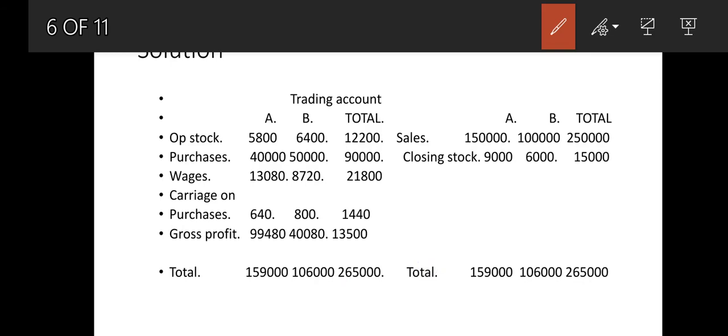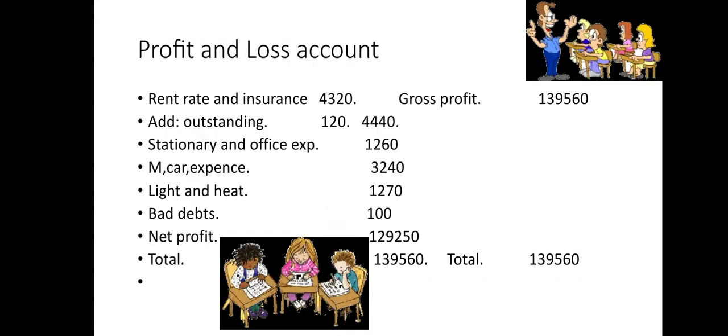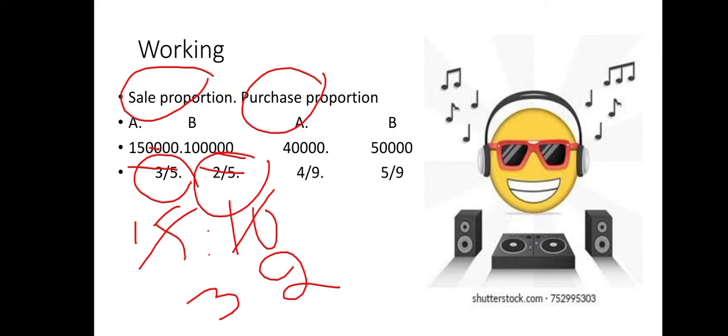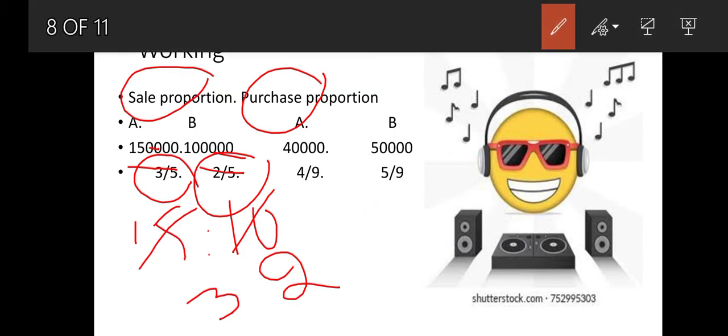What will be the next? Next is carriage on purchases, and it will be distributed on the basis of purchases. Purchases is 40,000 and 50,000. If we take the proportion of 40,000 and 50,000, you can see if we simply exclude this 40, we are left with 4 and 5, and if we make a proportion it will be 4 by 9 and 5 by 9. How is it? 4 plus 5 is equal to 9.